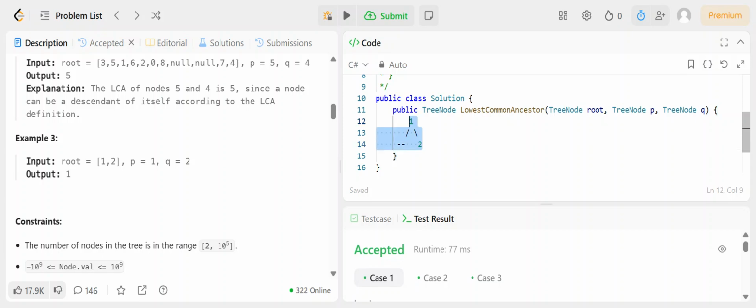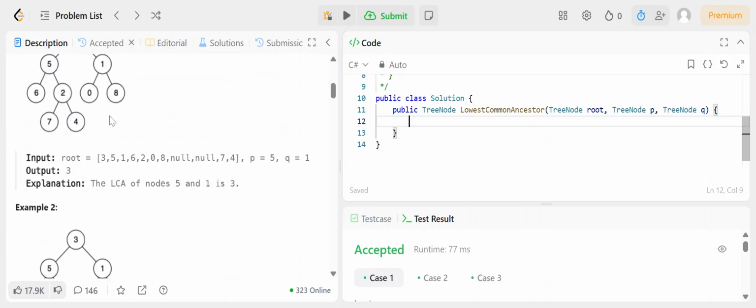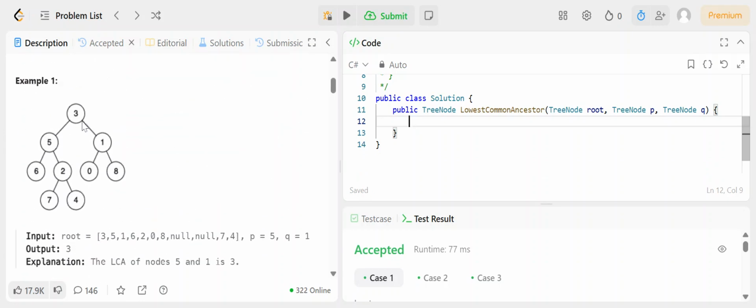To solve this problem, we are going to follow a recursive method. So what is our recursive method? Let's take this example. Given the tree node P and Q, we are very sure that either it should be part of the left part of this node, that means the left child, or the right child.